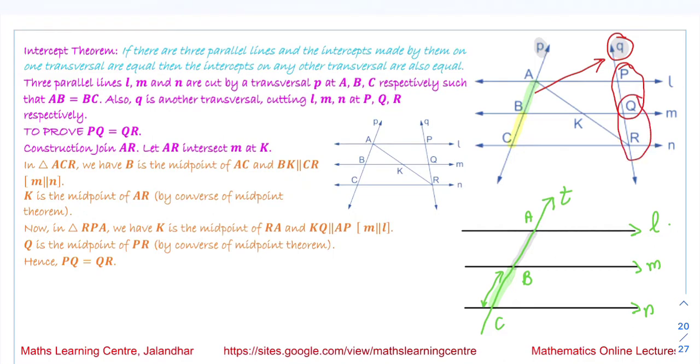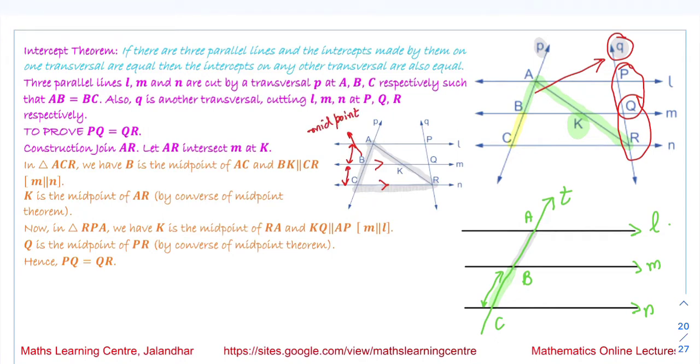To prove this, we are doing some construction. What construction have we done? We have joined A and R, and the point where it intersects the line M we call the point K. Now look at the triangle ACR. In this triangle, these two lines are parallel to each other. It is given to us that AB and BC are equal. It means B is the midpoint.